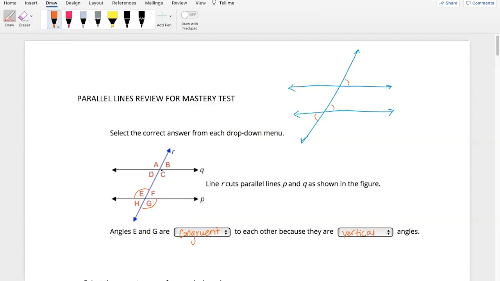So I could also say A and C are vertical angles. D and B are vertical angles, and I know that they would be congruent. And that's another word for equal. They're the exact same measure.